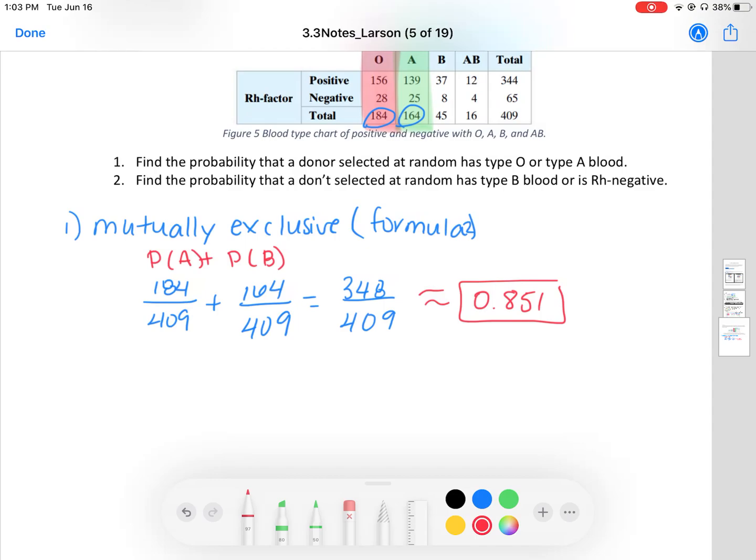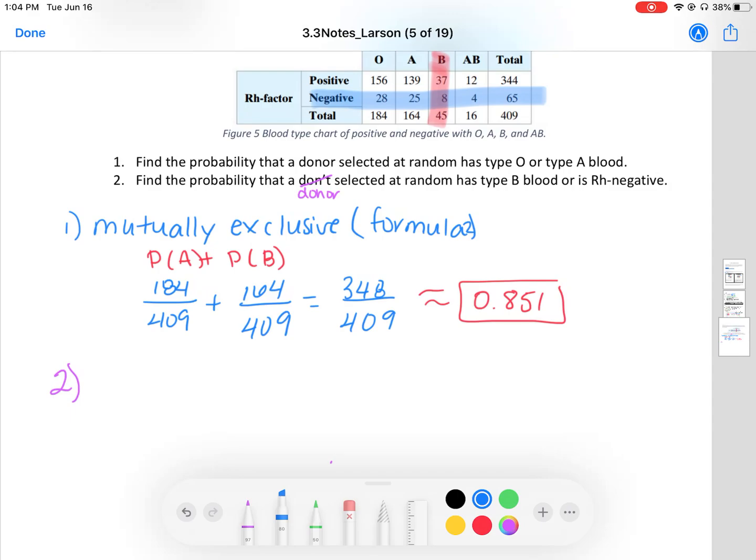All right, let's go ahead and do problem 2. Find the probability that a donor selected at random has type O blood and is negative. So let me erase my previous notes. So I want to consider that my donor is type B blood, and I want to consider that it's negative.